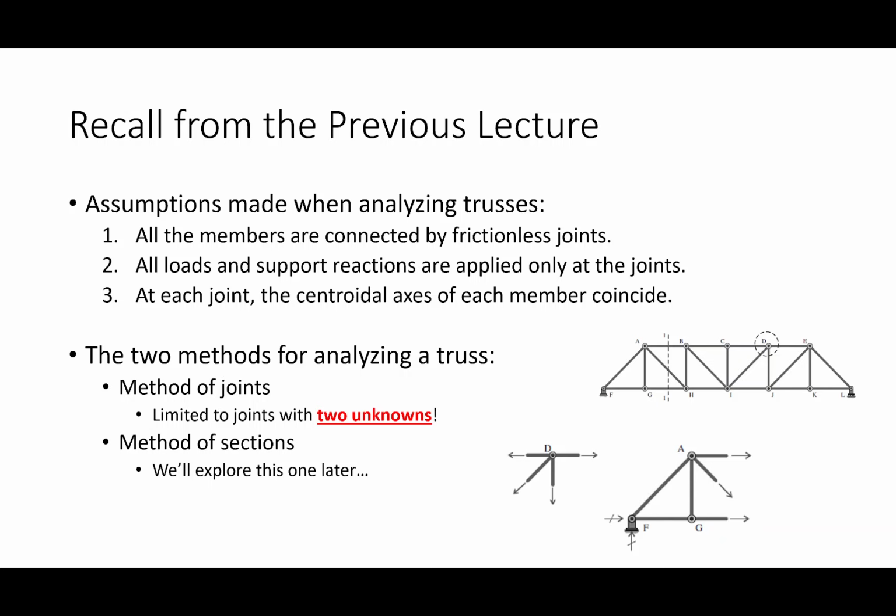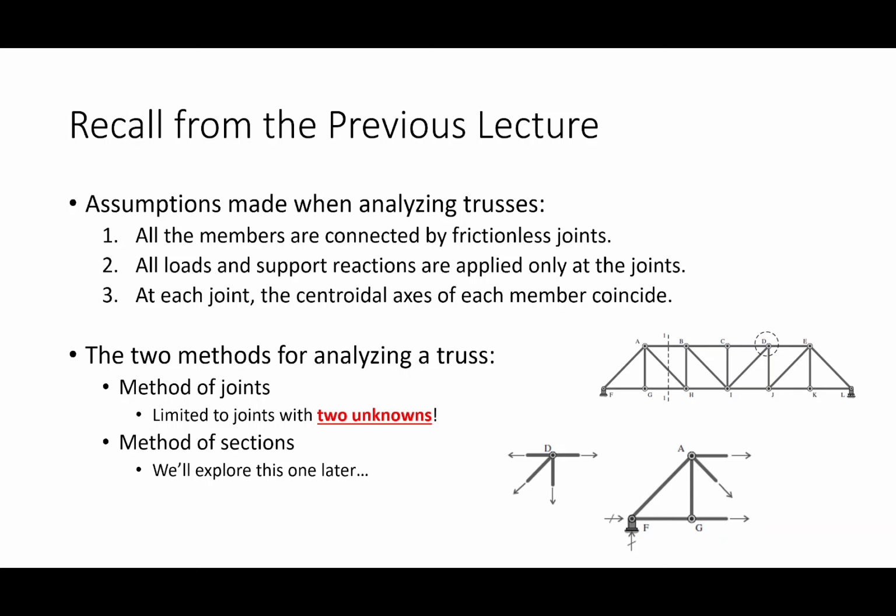All right. We have two methods that we're going to analyze trusses with. We've already explored the method of joints, so we're going to do that more today. And again, the method of joints is really what I like to focus on in this course. We'll do the method of sections next week. Now, the big thing I wanted to make sure we're all clear about is that when we employ the method of joints, we are limited to assessing a joint that has at most two unknowns.